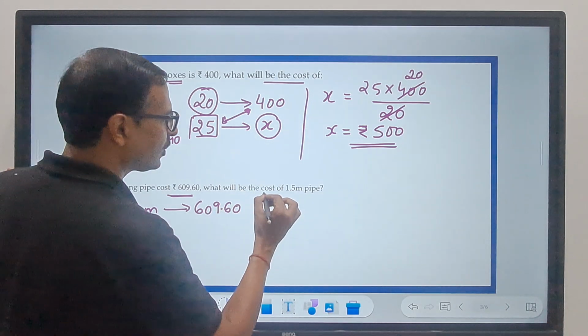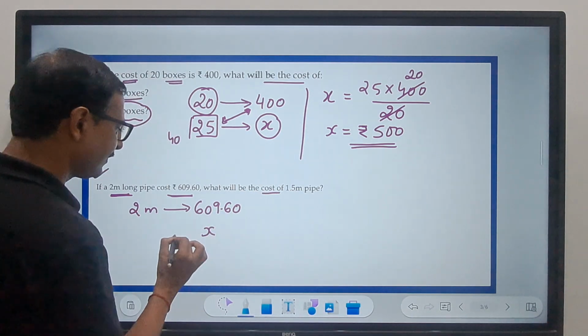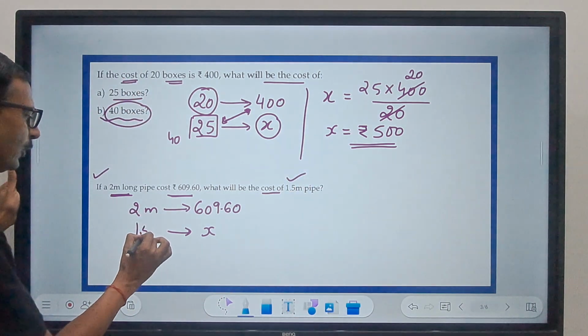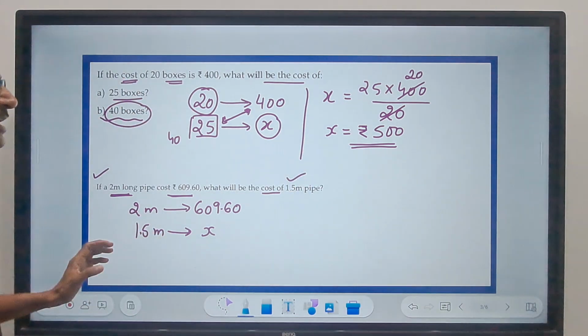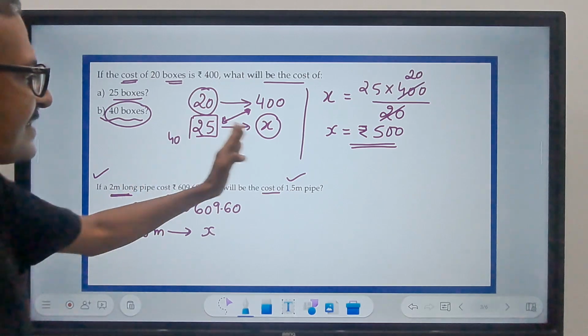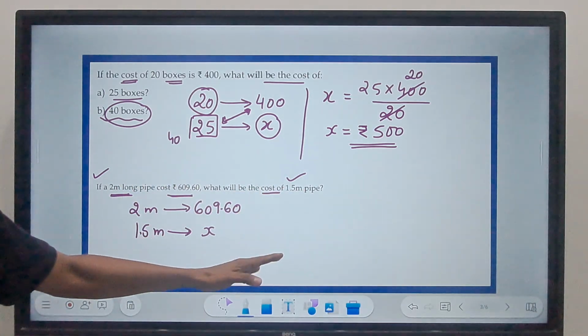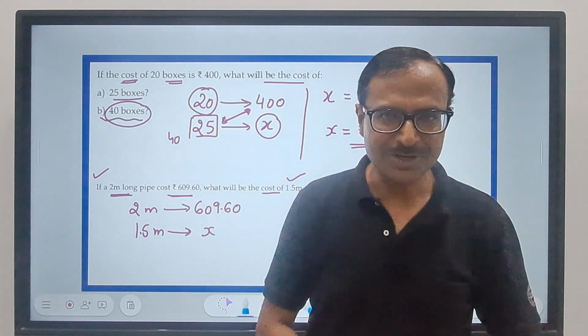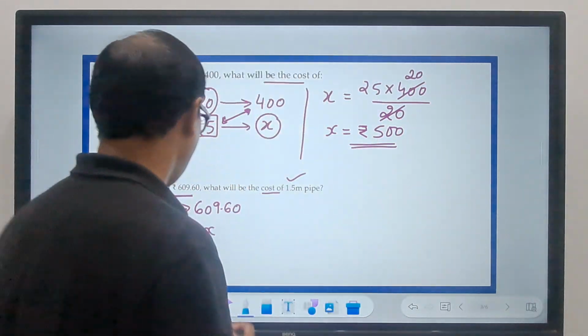Now he is asking us the cost again. So x of how much? 1.5 meter. So obviously if you purchase less length, you have to pay less. So less and less means it is a question of direct variation again, right? So how do you solve it?